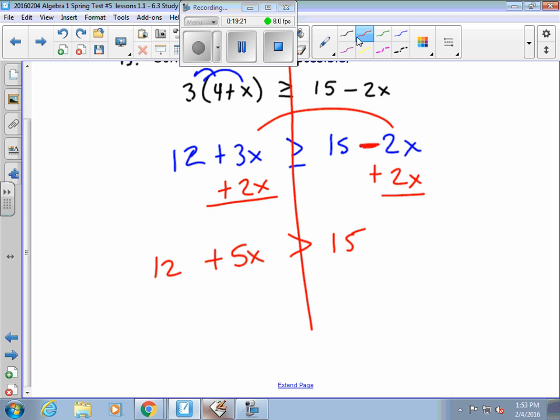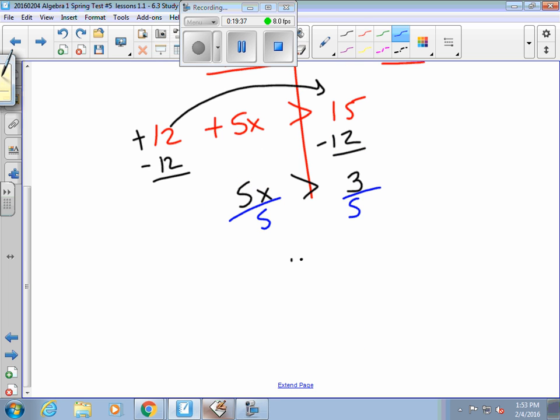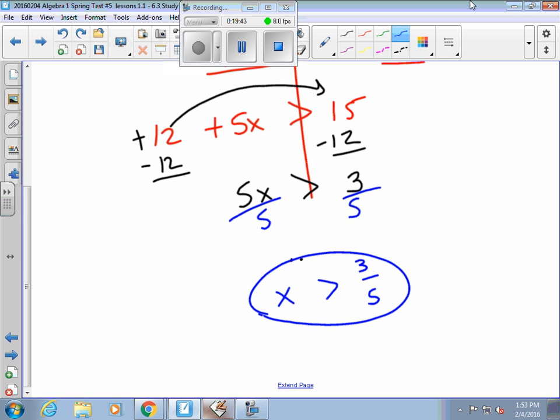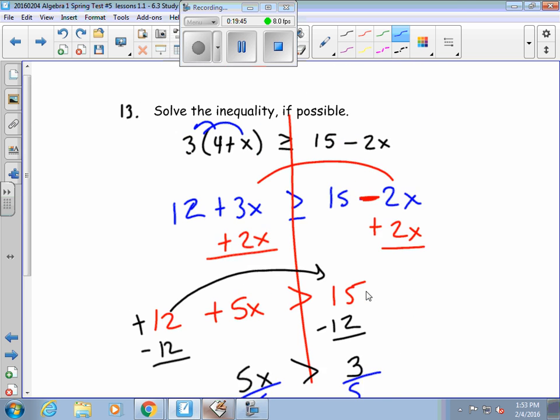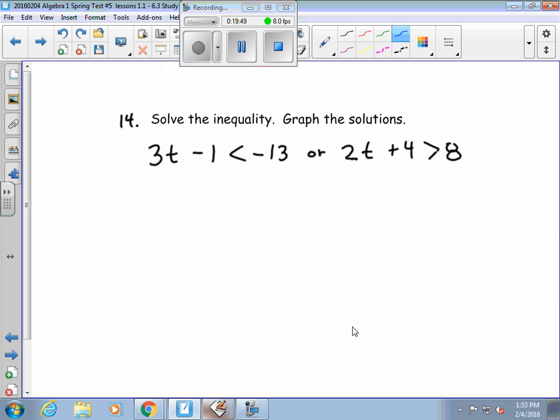Undo 12 or bring it over to the other side. It's positive, so subtract 12. When you do it there, do it here. 15 minus 12 is 3. So we have 5x is greater than that. Undo 5 times something by dividing by 5. When you do it there, do it here. And x is greater than 3 over 5. So x is greater than 3/5. We did not have to reverse any symbols because we did not multiply or divide by a negative number on both sides.